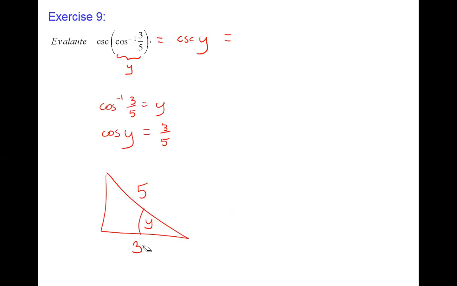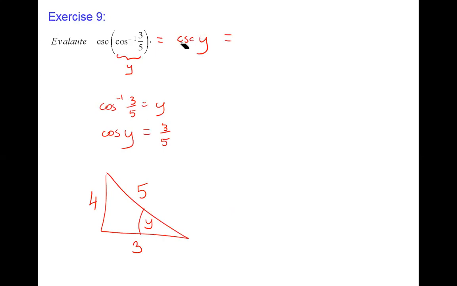Okay, that means this is 3, this is 5. Do you know what will be the length of the opposite? It's, of course, yes, 4. 3, 4, 5, that's our beautiful triangle. Of course, we still calculated it through the Pythagorean theorem. Okay, 3, 4, 5, excellent.